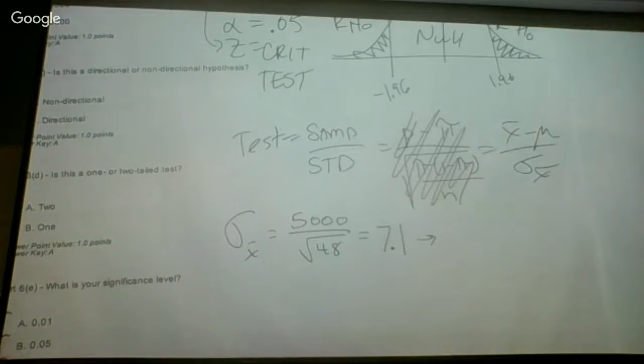500 divided by 7. Chris? 500 divided by 6.9 equals 721. Yeah, but it's 5,000. The standard deviation is 5,000, not 500. So we're off by an order, I think.